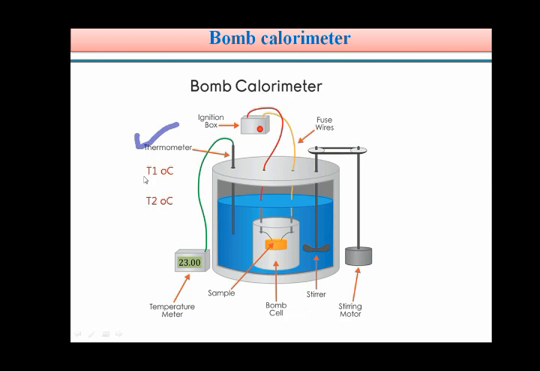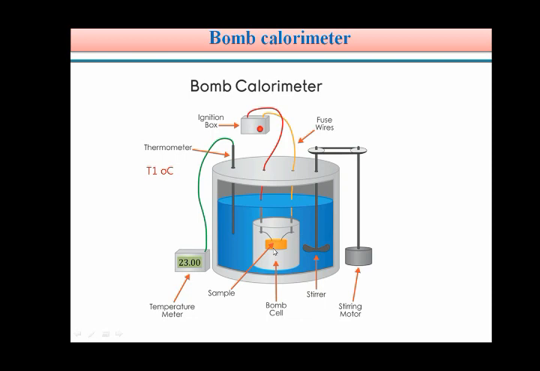Delta E is equal to minus Z into delta T into M by W. So this is a very easy experiment. Students, you can remember just a picture of the bomb calorimeter, then write it in your own words. There is a stainless steel vessel. Inside the stainless steel vessel we put a platinum crucible. Inside this crucible we can put our chemical substance, and it is connected with the battery.